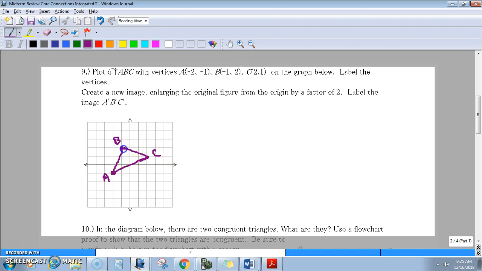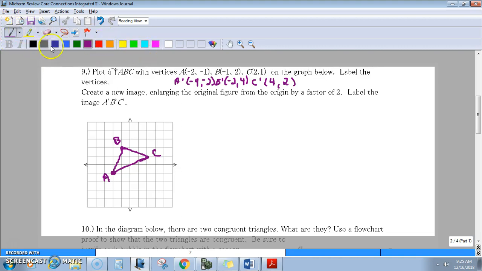So that means I take each point and I'm going to multiply the x. So A prime, I'm going to multiply both by 2. A prime is going to be -4 and -2. B prime is going to be -2 and +4. And C prime is going to be +4 and +2, right? And so I can enlarge and I can change each of these.